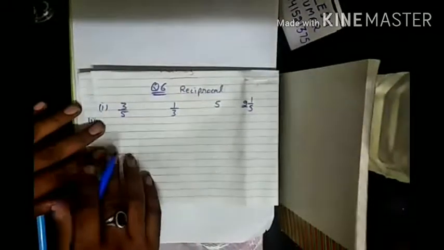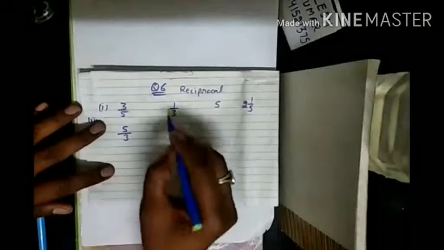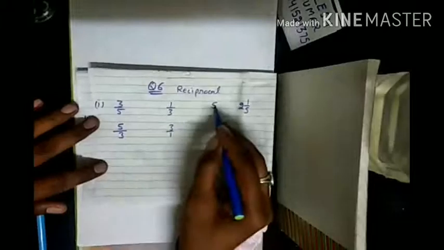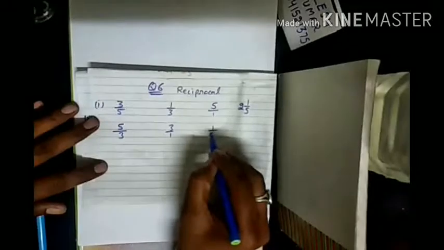Now in this question we will see what the reciprocal is. If the fraction is given to you and you are being asked for its reciprocal, then what will you do? You have to interchange the numerator with the denominator. So the reciprocal of 3 by 5 is 5 by 3. Clear? Now the reciprocal of 1 by 3 is 3 over 1. And the reciprocal of 5, we can write 5 over 1. Therefore it will be 1 by 5.